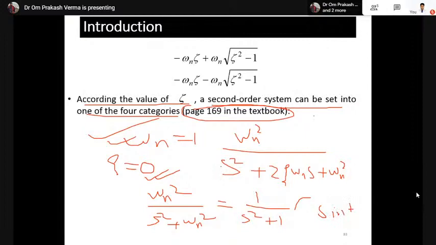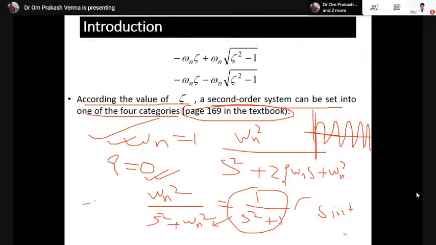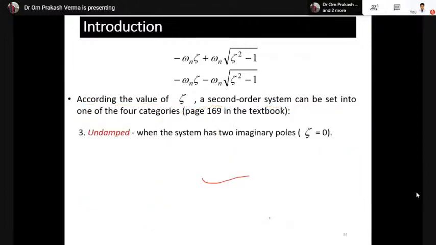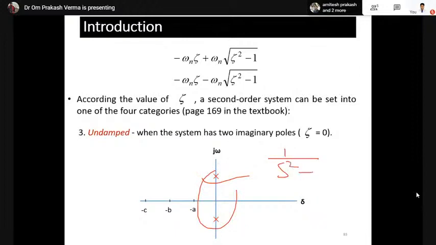When you draw the response of sine t, this is the naturally oscillating signal. When you find the poles of the system, you get minus j and plus j, two complex poles. So when you're talking about the undamped system, it is your sinusoidal signal, 1 upon s square plus 1, where zeta is set to 0, and such a condition will occur.